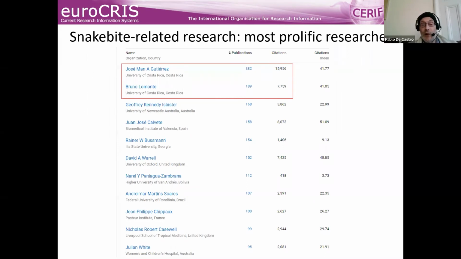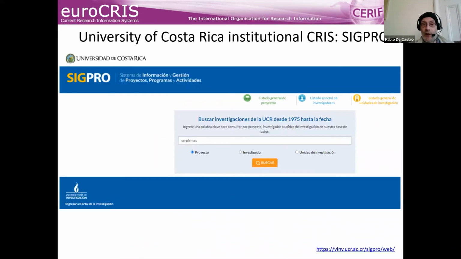So we're going to look into the University of Costa Rica because they do have an institutional CRIS system. It's called SIGPRO. You have it on the slides. You have the URL as usual at the bottom, and it's only in Spanish because, again, Costa Rica, same as Peru earlier, is a Spanish-speaking country. So it's a safe guess that most of the information here is not going to be collected in an English language global platform such as Dimensions.